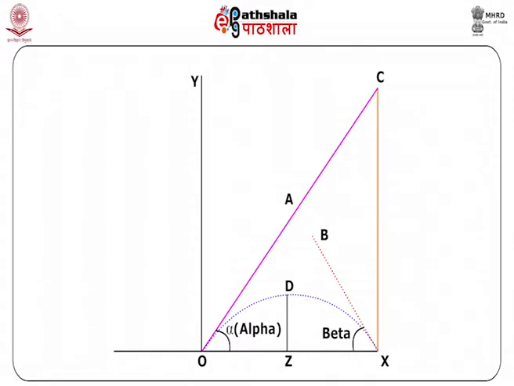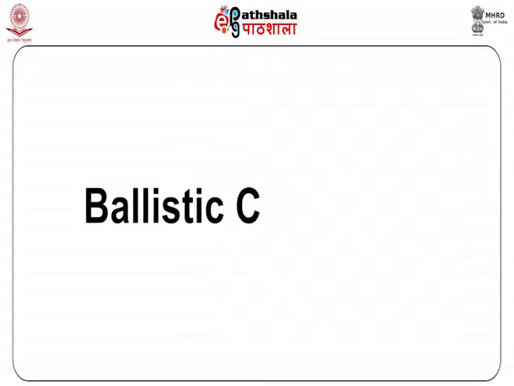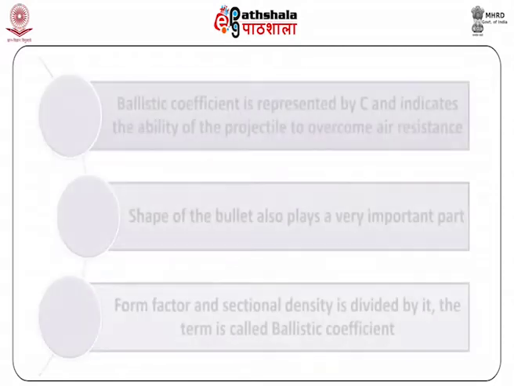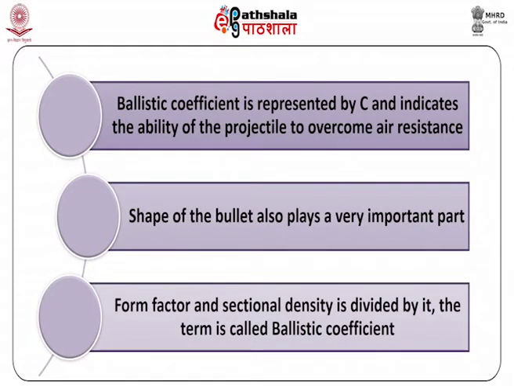CX represents the bullet drop. DZ represents the mid-range height. Angle OXB represents the angle of impact. Ballistic coefficient. Ballistic coefficient is usually represented by C and indicates the ability of the projectile to overcome air resistance and its efficiency in flight.